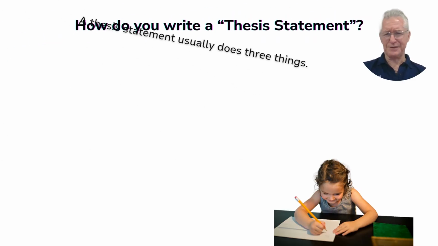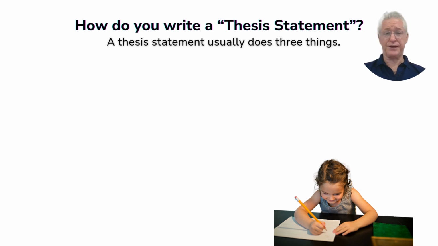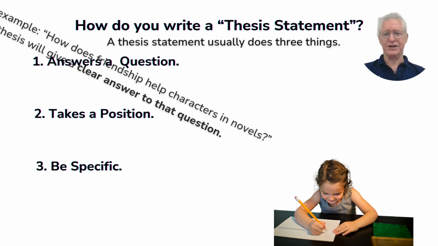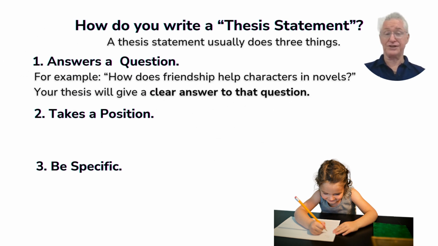Well, a thesis statement usually does three things, and these are the things you need to consider when writing your statement. Number one, it must answer a question. Number two, it must take a position. And number three, it must be specific. So, for example, if our question is, how does friendship help characters in novels? Then your thesis statement will give a clear answer to that question.